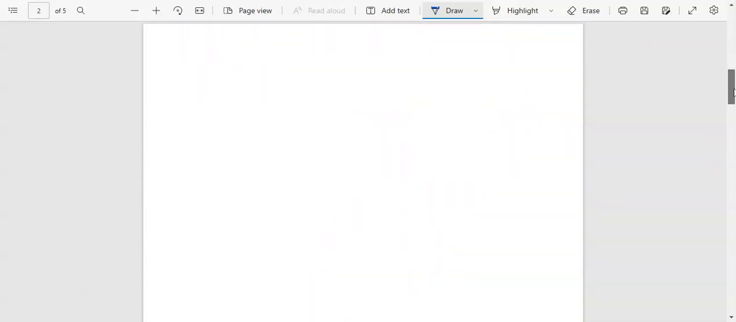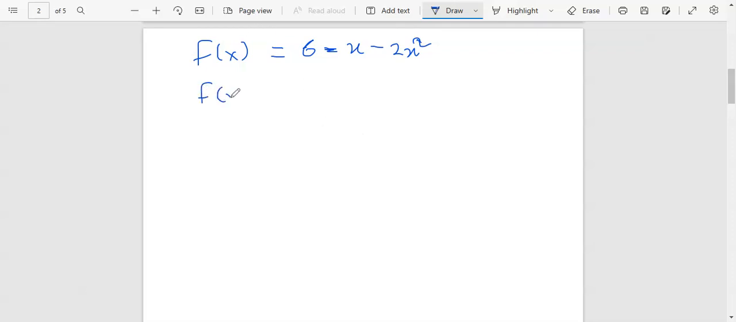Okay, let's look at another one. Let's say they've given you f of x equals 6 minus x minus 2x squared. They ask that you sketch this function. First thing first, I'm going to make sure that the function is written in the general form, like in standard form.